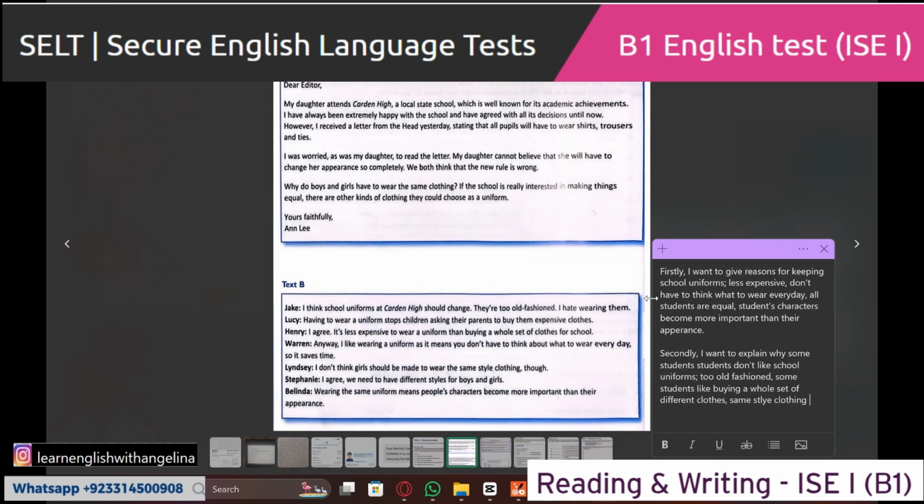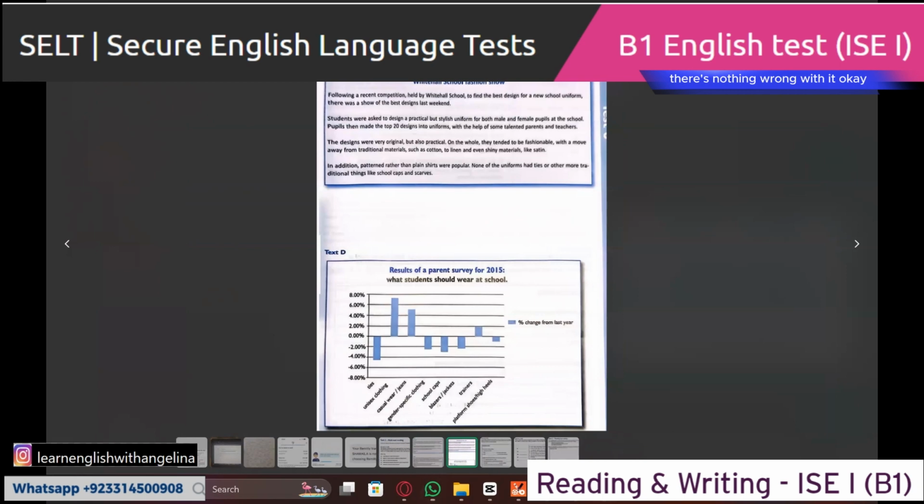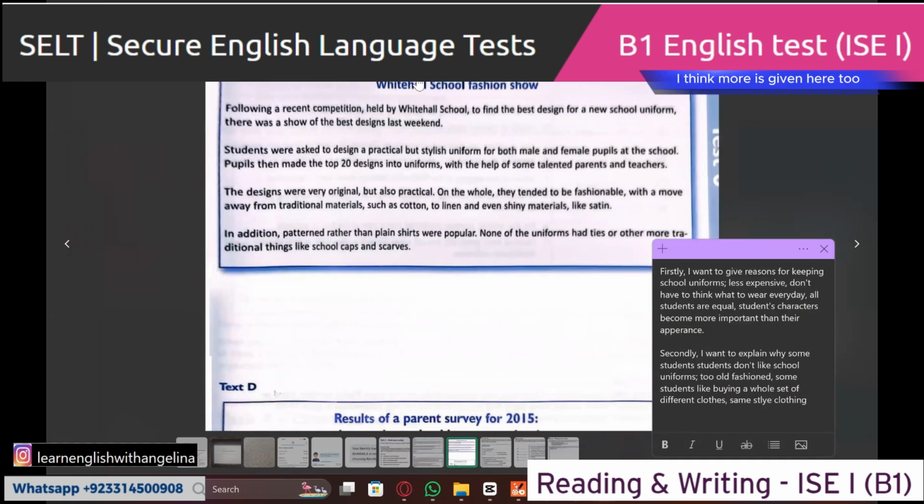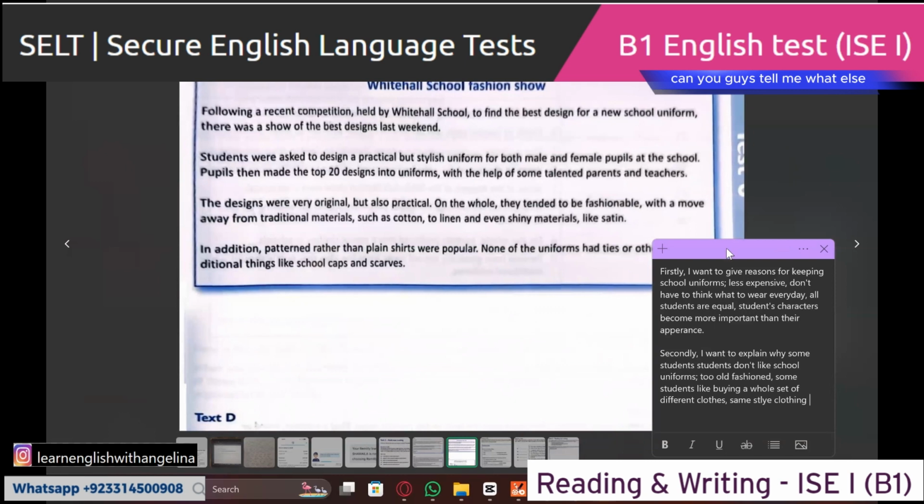And they want to wear more trendy clothes. Yeah, you can write that. Change the word from old-fashioned to trendy, because that depends on the understanding of a person, and you have that understanding. You can change that. There's nothing wrong with it. Okay, I think more is given here too. Can you guys tell me what else?